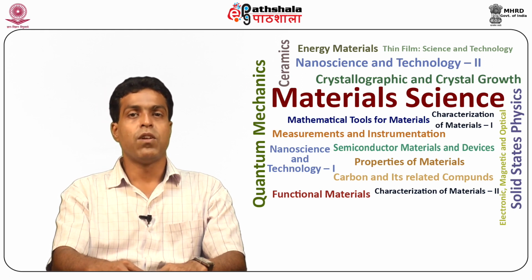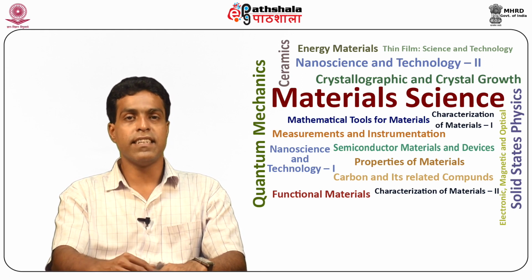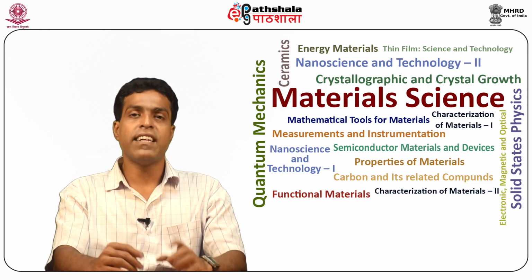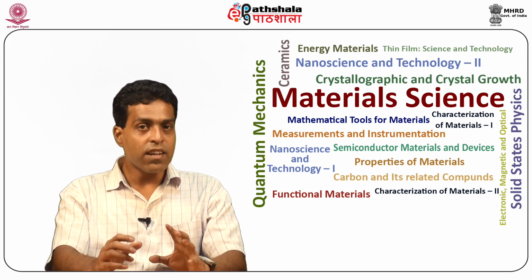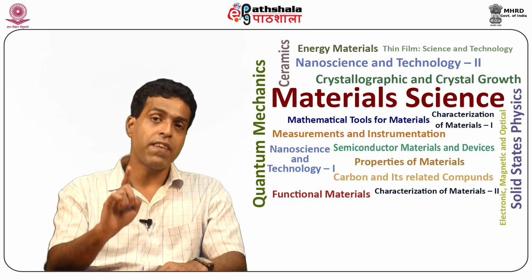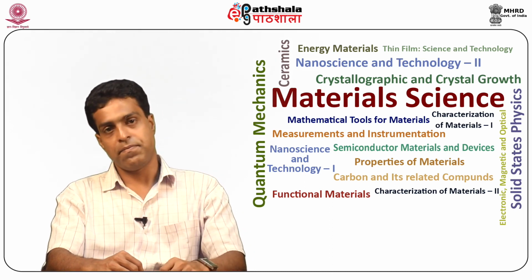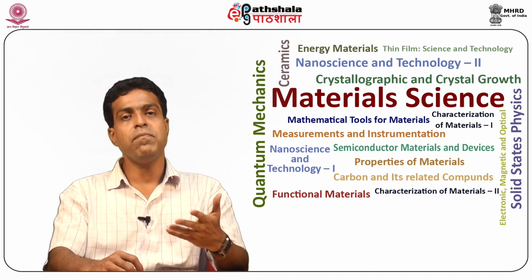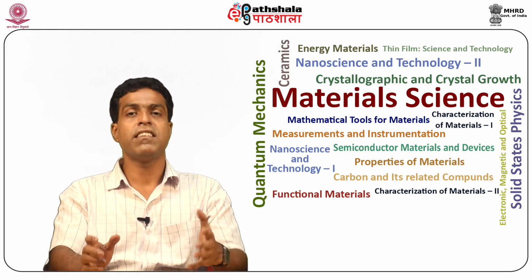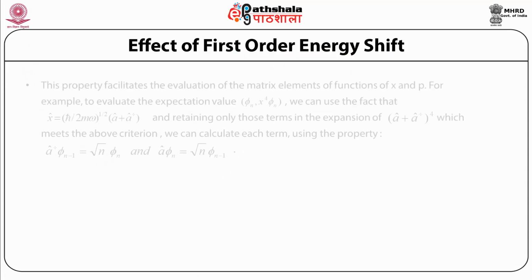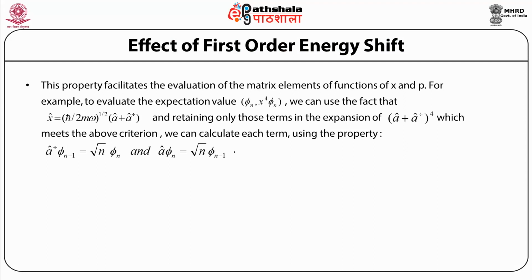For example, from the roles of the annihilation and creation operators, A operator and A dagger operator, it is easy to see that if A is an operator which contains r factors of A and s factors of A dagger, then phi m A phi n vanishes unless r minus s equals m minus n. This property facilitates the evaluation of the matrix elements of functions of x and p.